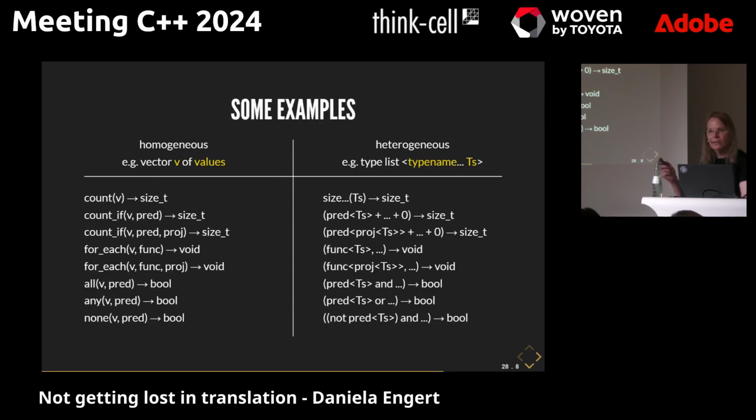And we can do just the same with heterogeneous sequences like type lists. And now you see why we had this tangent. All of the arguments go into angle brackets instead of parentheses, which means we can handle these type lists at compile time. The return types and the return values are just the same. We can still apply projections, we can still use predicates.